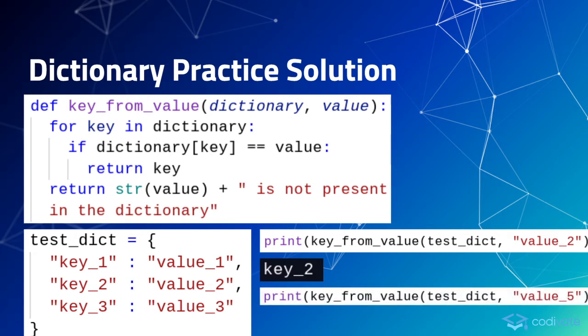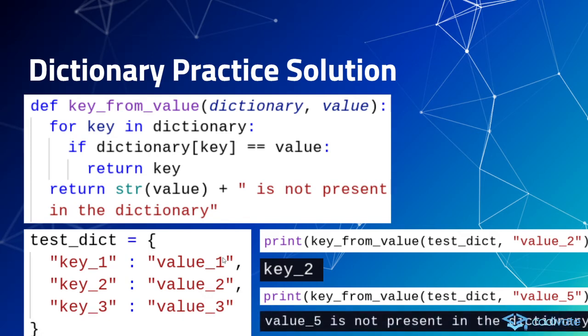Now let's do a case where the value isn't even in the dictionary. We're looking at the same dictionary, testdict, and we're checking, is value underscore 5 inside this dictionary? Well, just by looking at this, we can see that it's not there. And this correctly returns value underscore 5 is not present in the dictionary, because it's just not there as a value.